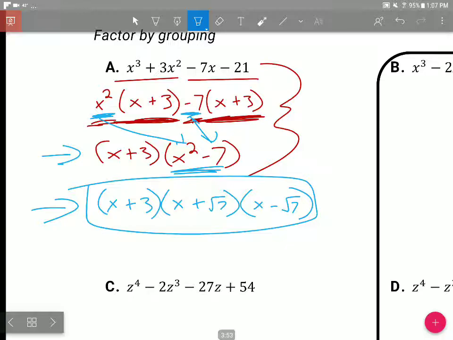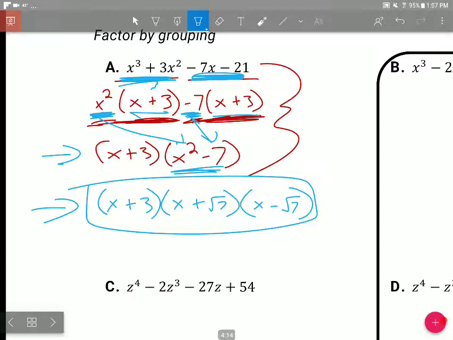Basically all I did is I looked at this set right here and I said, what can I divide both of those terms by? Well, I can divide them both by 1, but that doesn't do anything. But I can divide out an x squared. So that's what I did. The second two, I can divide them both by a 7. And so that I got the same binomial, I divided it by negative 7.